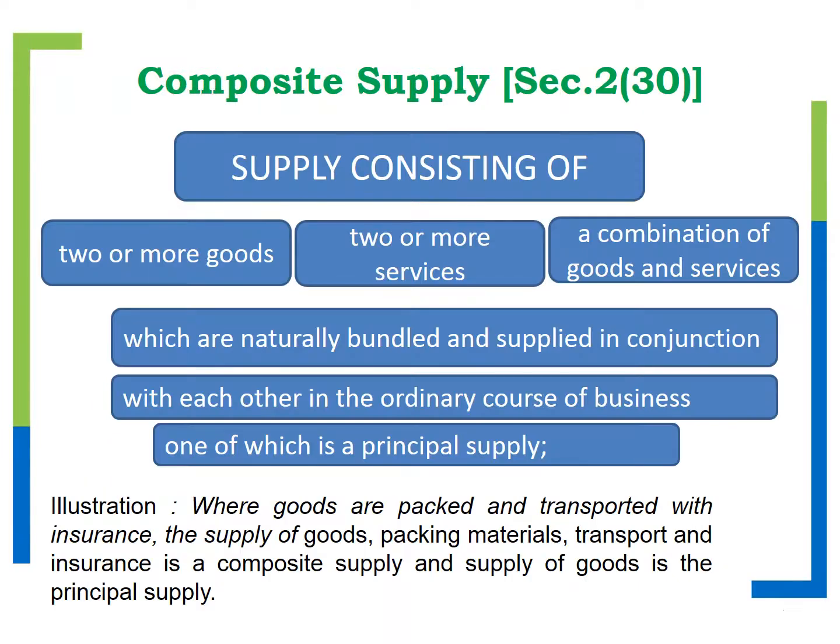Keeping this in the backdrop, we shall understand what composite supply means. Composite supply is defined under section 2(30) of the CGST Act. Supply consists of two or more goods or two or more services or a combination of goods or services which are naturally bundled and supplied in conjunction with each other in the ordinary course of business, one of which is a principal supply. So here, there has to be a principal supply. In the illustration given in the section, where goods are packed and transported with insurance, the supply of goods, packing materials, transportation and insurance is a composite supply, and the supply of goods is the principal supply.